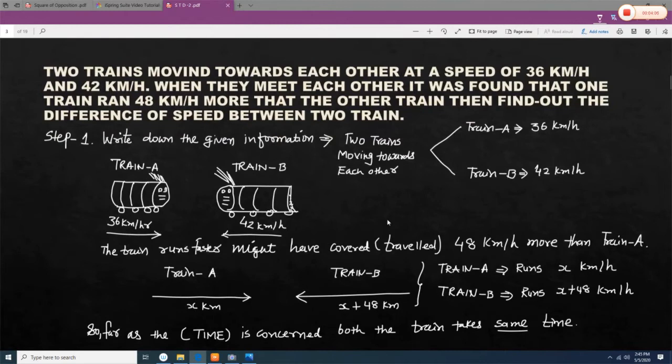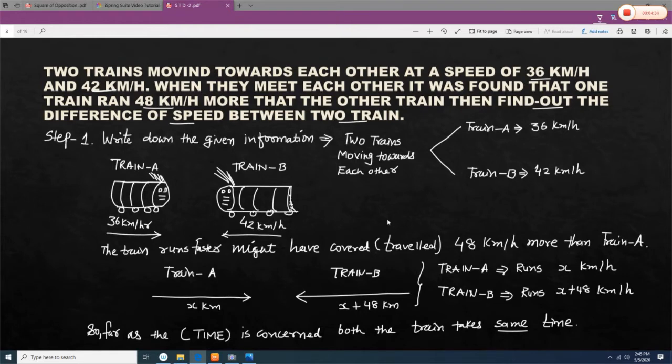In question number 1, let's say two trains are moving towards each other at speeds of 36 kilometers per hour and 42 kilometers per hour. When they meet each other, it was found that one train ran 48 kilometers more than the other train. Then find out the difference of speed between the two trains.